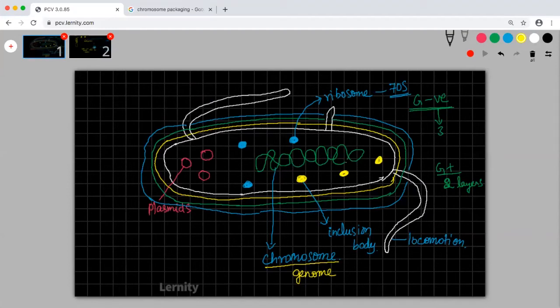Chromosome is a packed structure. What bacteria will have is a very simple DNA, which is circular DNA. The DNA will be in the form of a circle, and that is what we call the genome. The genome is the total information present in that organism.